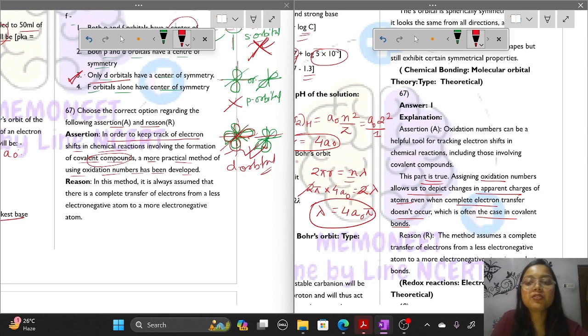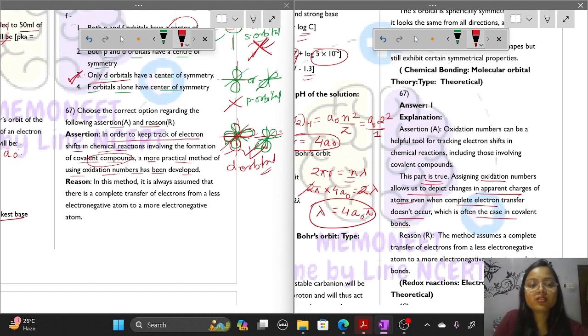So what happens now in covalent bonds? There is no complete transfer of electrons. In most cases, the complete transfer of electrons does not take place. So how can we say that the reaction has occurred? By the change of oxidation number, right? If our oxidation number is changed, then we can say that the reaction has occurred. So this assertion is true.